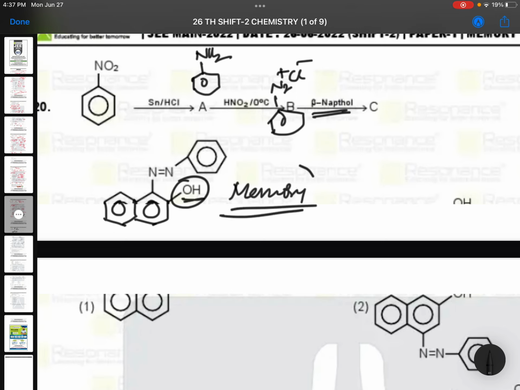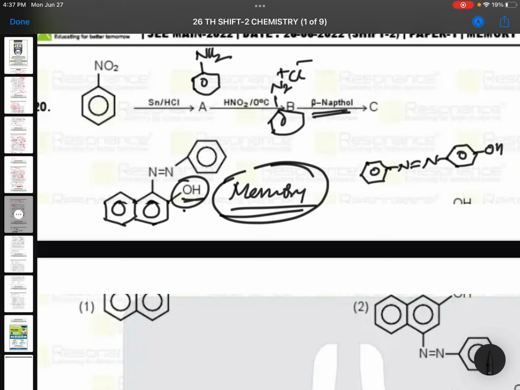Generally we take like this. In general, students, you remember this one. I think the dye colors will be like this. If you are taking phenol, it is forming like this. But in the beta naphthol case, the OH group will be here. That's the speciality.